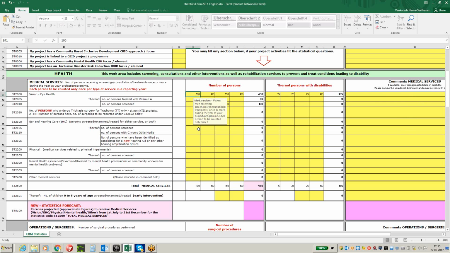Any questions? Understood the logic of thereof persons with disabilities? Hello?